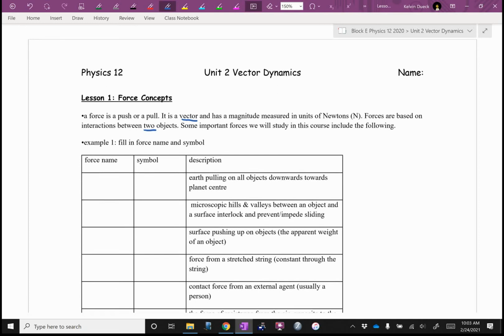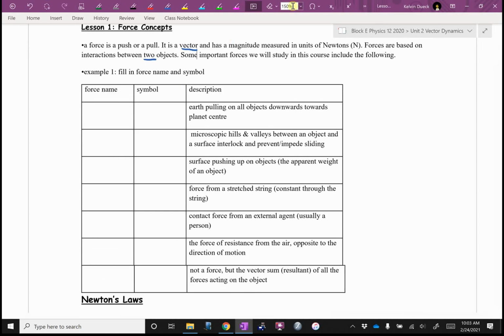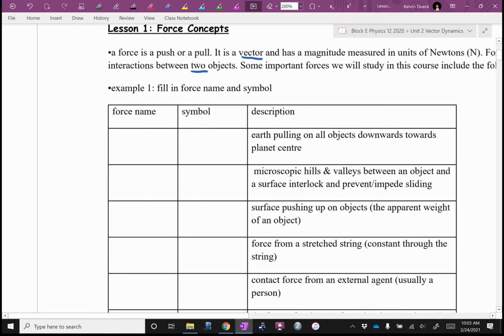Some important forces that we'll study in this course that we saw last year include the following. What did we call the Earth pulling on all objects downwards towards the planet's center? What force was that? Gravity. We called that gravity. And the symbol that I used was a capital F, lowercase g.